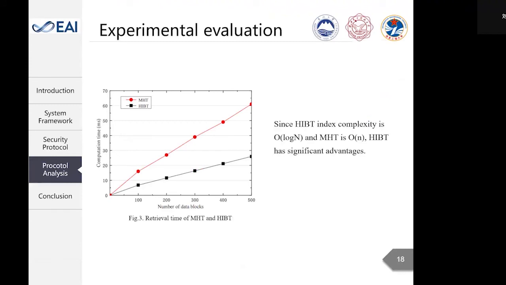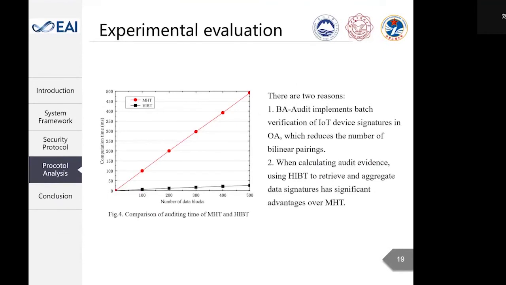For experimental evaluation, we first compare the computational overhead of our HEFT and the Merkle hash tree. From figure 3, we can know that HEFT has significant advantages. Figure 4 shows a comparison of auditing time. There are 2 reasons. The first is that batch verification reduces the number of bilinear pairings. The second is that the auditing process uses HEFT to retrieve challenged signatures.